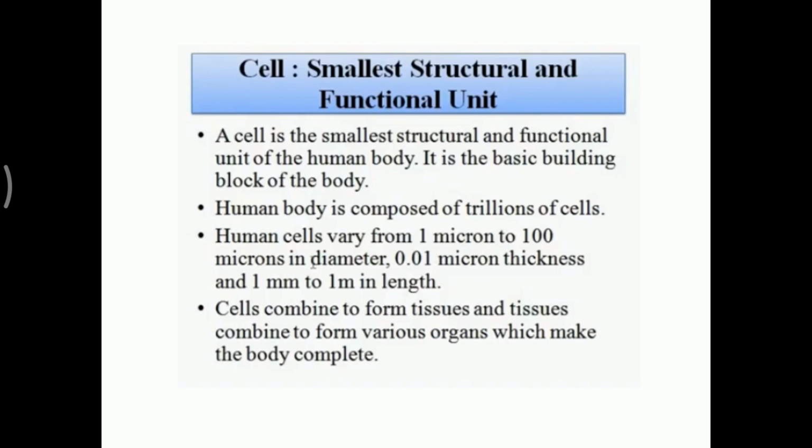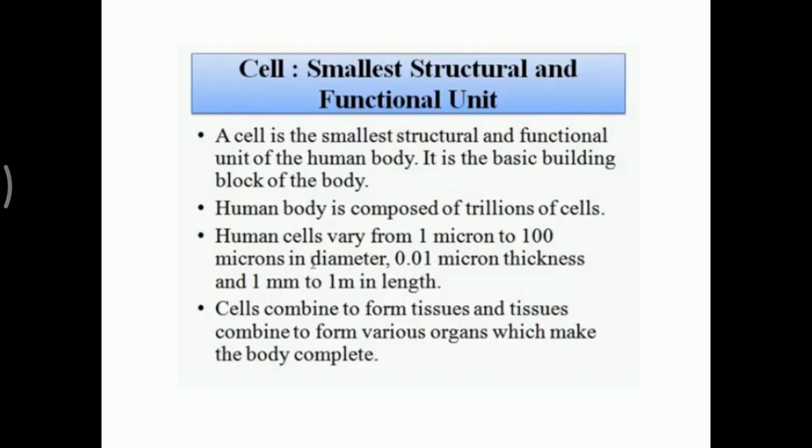How many cells are present in a human body? It is trillions of cells, practically uncountable. The size is 1 micron to 100 microns in diameter, 0.1 micron in thickness, and up to 1 mm in length. The cell is the main thing which forms tissues, and tissues form the organs. The organs complete the human body.